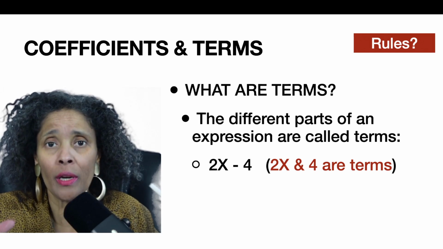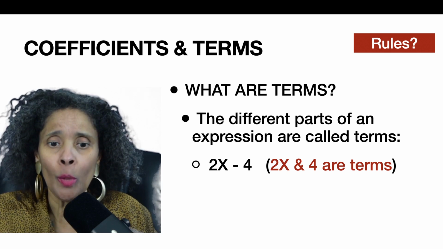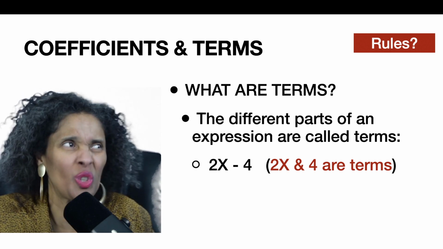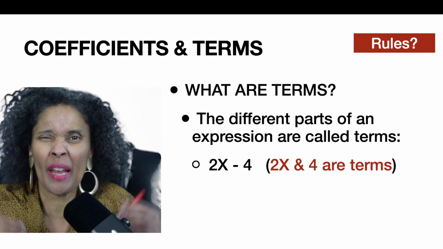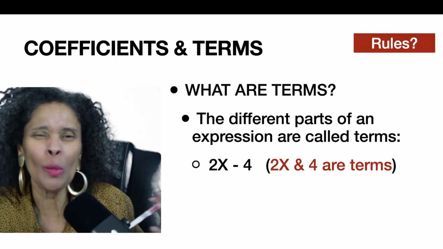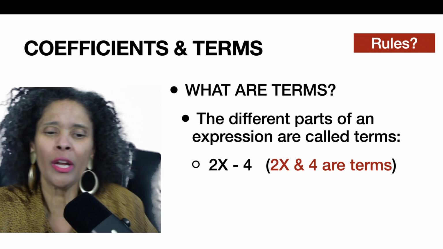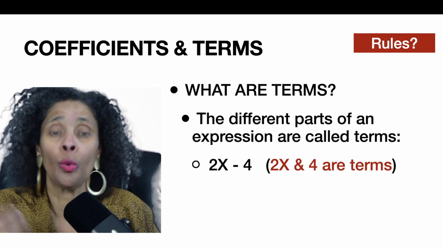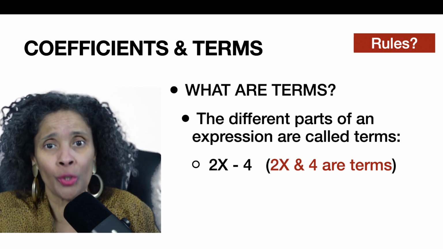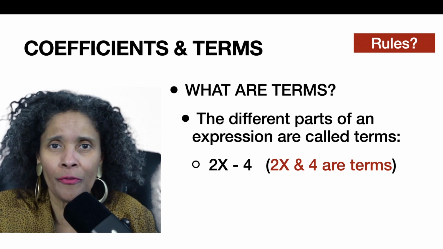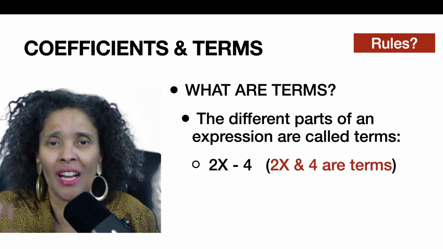A very simple way to think about a term is that a term is just the different parts of an expression. We talked about algebraic expressions, which just kind of mean a mathematical sentence, if you will. Well, a term is just a part of the expression. So right here where you see 2x minus 4, 2x is a term and 4 is a term. Both of those two parts of this algebraic expression are terms, right?